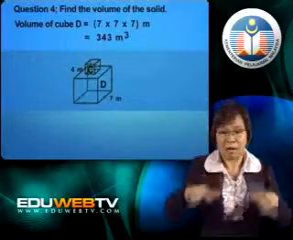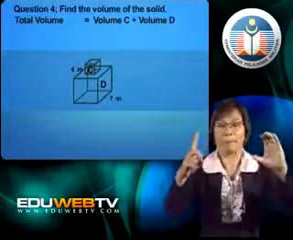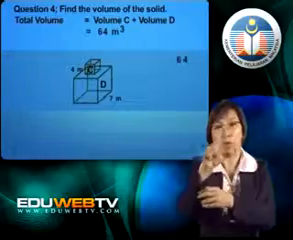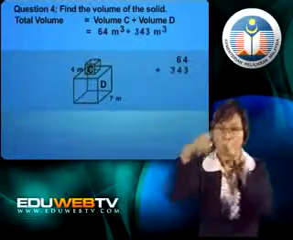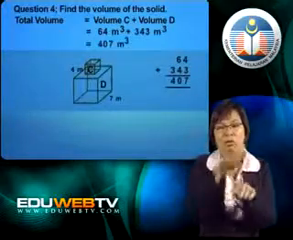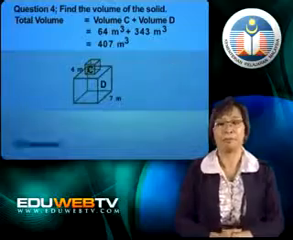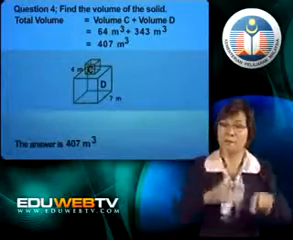Let's add up for the total volume of cube C and the volume of cube D to get the total volume. 64 meter cube plus 343 meter cube equals 407 meter cube. The answer is 407 meter cube.